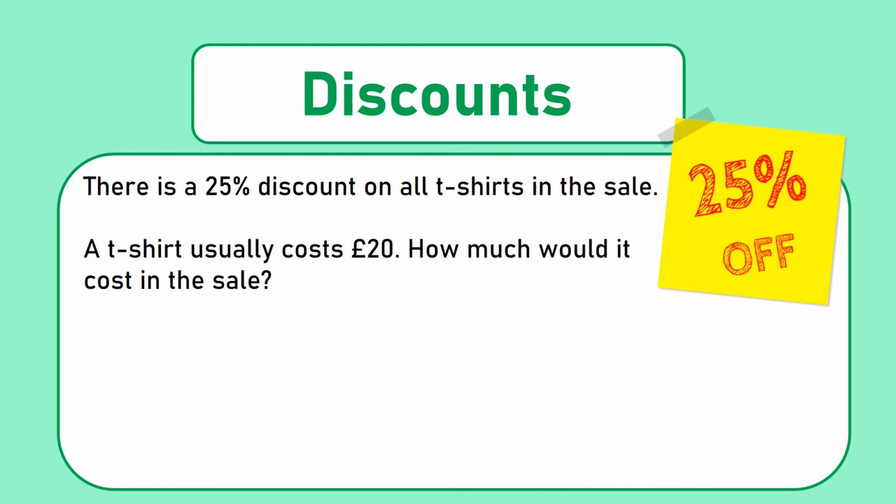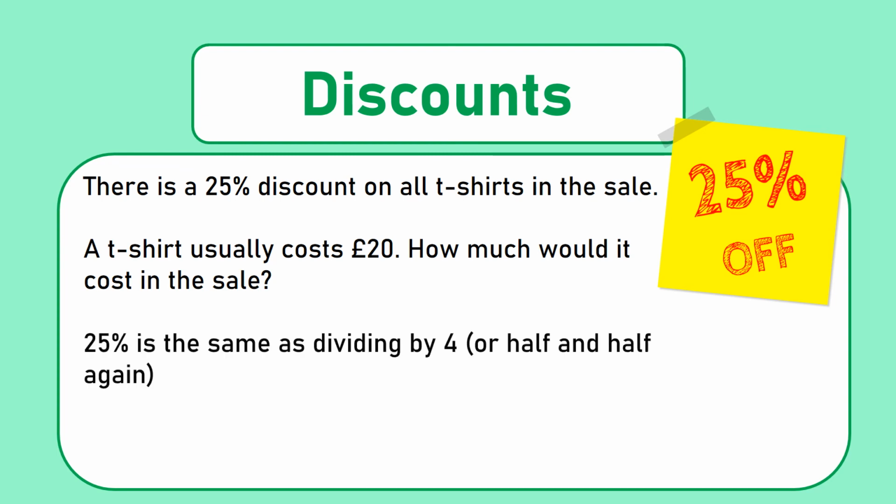So the final example, we're going to look at discounts. So the previous two, we were adding money on. This time, we're going to take money off. So there is a 25% discount on all t-shirts in the sale. If a t-shirt usually costs £20, how much would it cost in the sale?